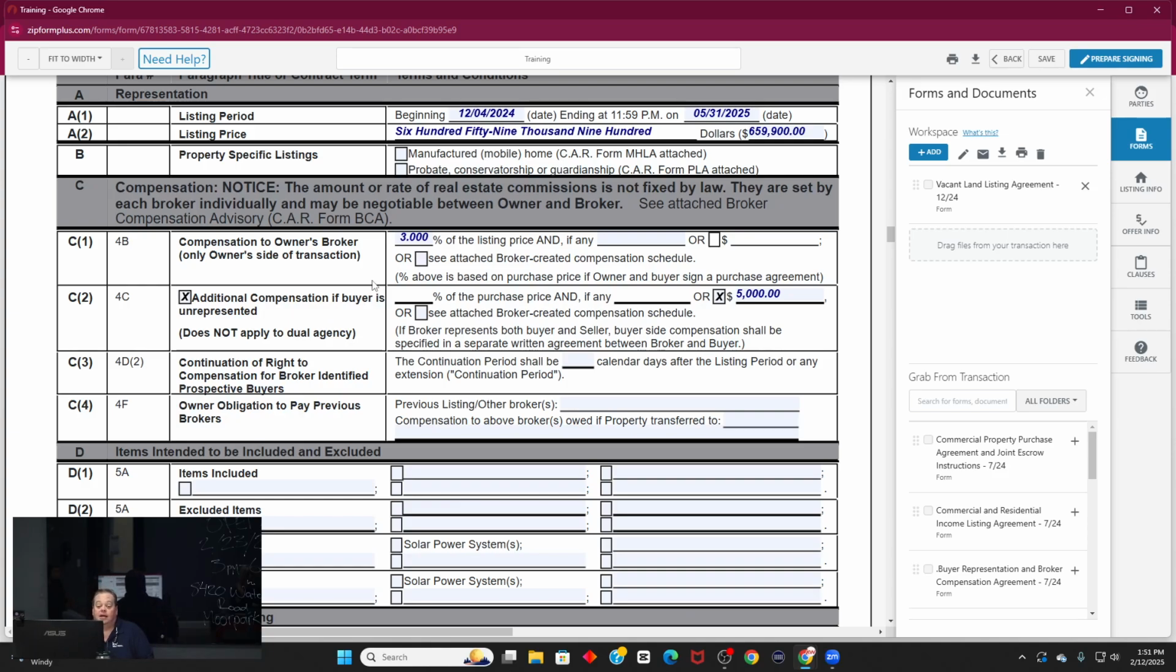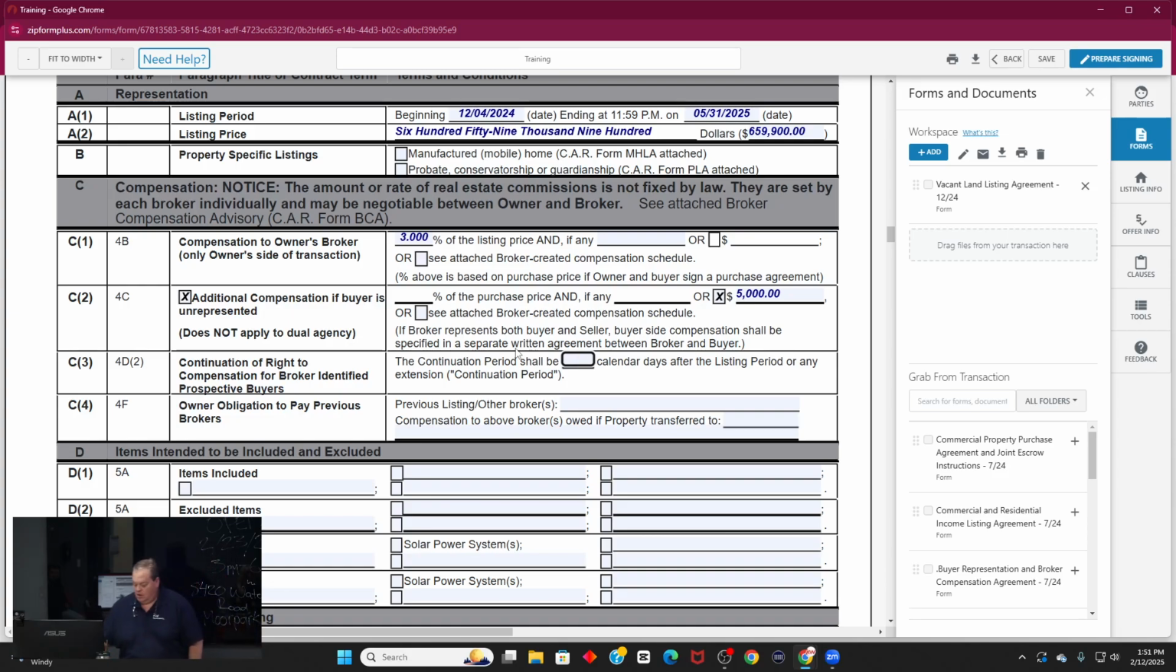Okay. All right, and then the continuation of right to compensate the broker, identify prospective buyers. So this is the safety clause that we have in our listing agreement. Remember, the listing agreement says we can put in a number of days, and then after the expiration of the listing agreement, any buyer that we showed the property to buys the property in that period of time, then the seller still owes us a compensation. That's what this is as well.